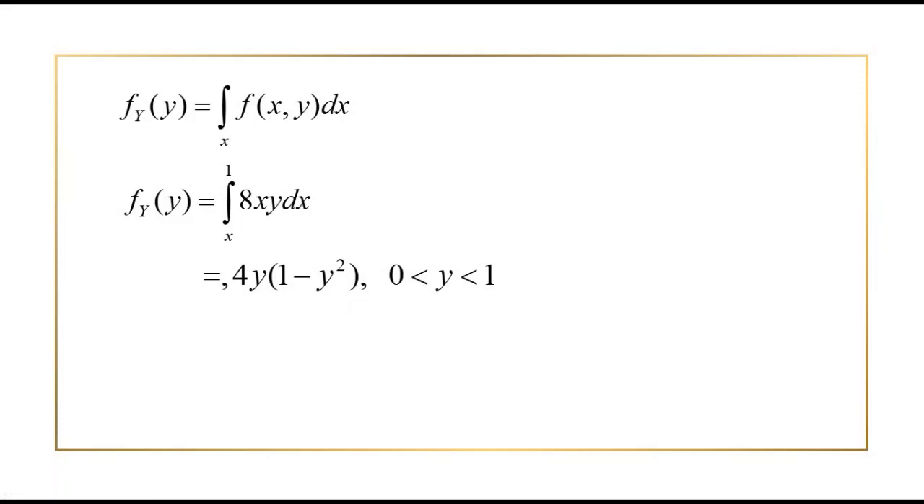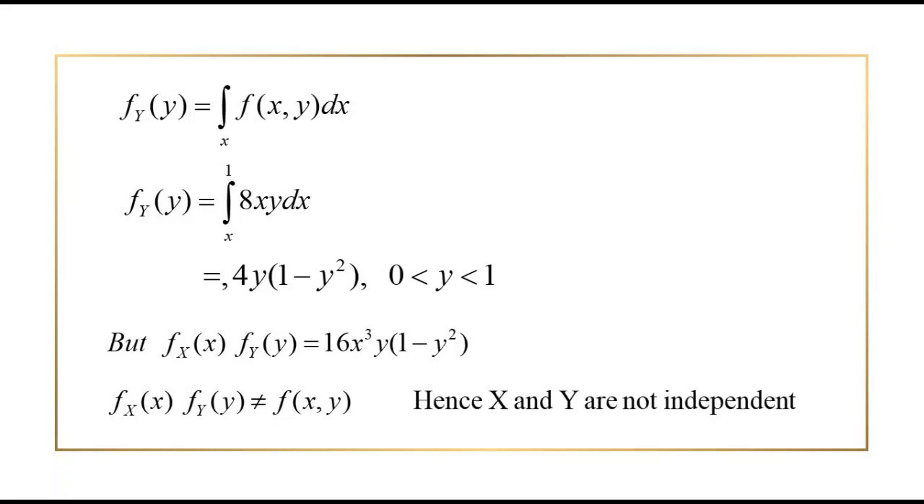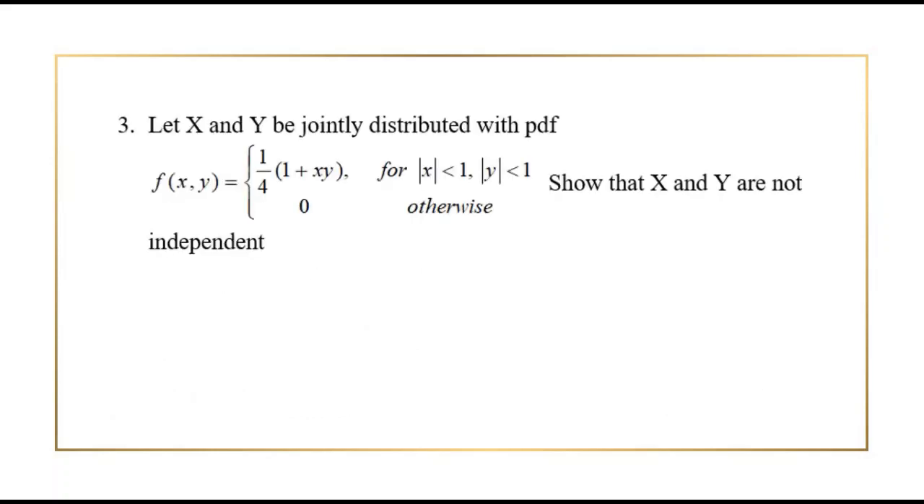Now to check whether x and y are independent, we find the product of the marginal density functions f_X(x) and f_Y(y). Upon multiplying these two, you get 16x cube y into (1 minus y square), which is not equal to the joint PDF. What is the joint PDF? It is 8xy, isn't it? Therefore, what is our conclusion? X and y are not independent.